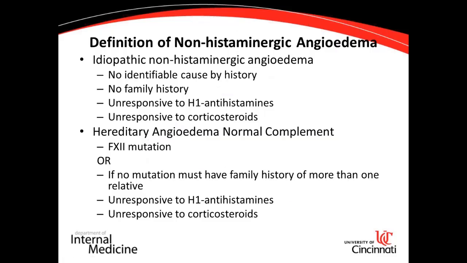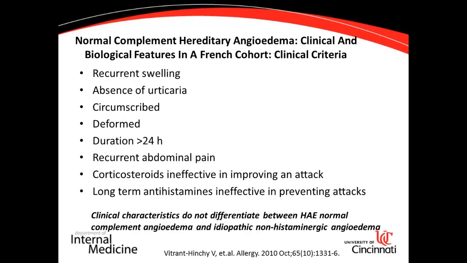So in terms of definition, for idiopathic non-histaminergic angioedema, there's no identified cause by history, no family history, unresponsive to H1 antihistamines, and unresponsive to corticosteroids. The hereditary angioedema with normal complement, they may have a factor 12 mutation, or if there is no mutation, they must have a family history of more than one relative, and they also are unresponsive to antihistamines and corticosteroids.